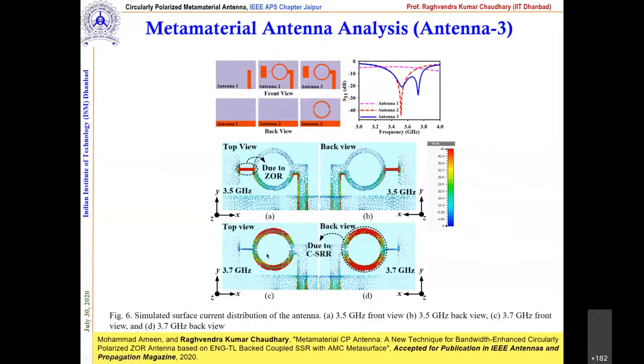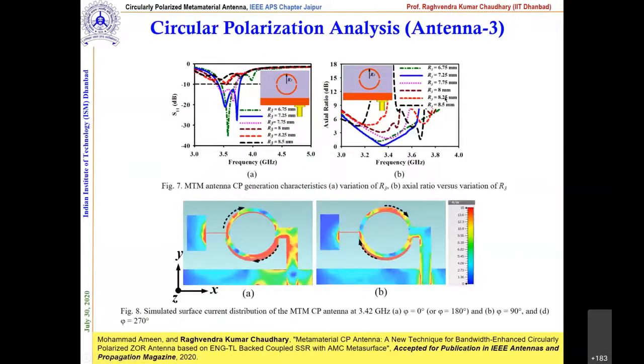Now this is one of the proofs of what I told you earlier, that by changing the radius of this back single split resonator, you can manage the phase shift between the two orthogonal components. And this is quite clear. When you change it, you can see the axial ratio is drastically changing, correct.